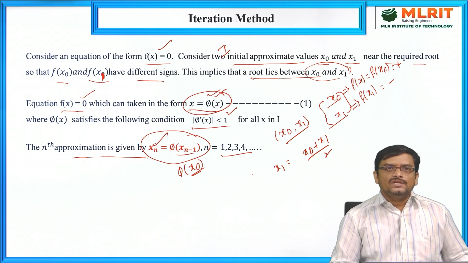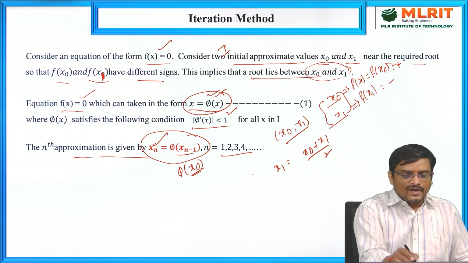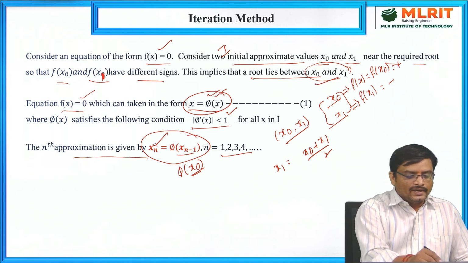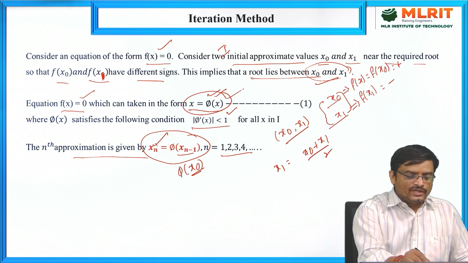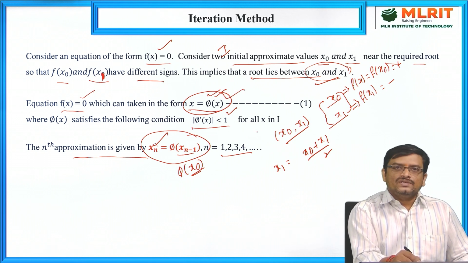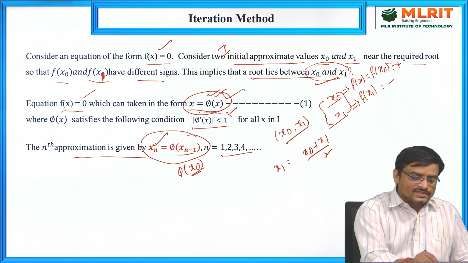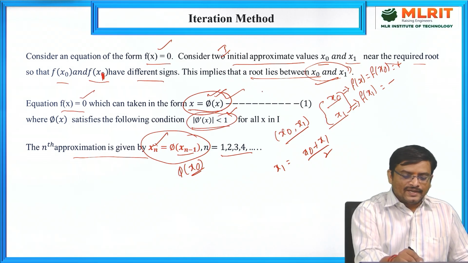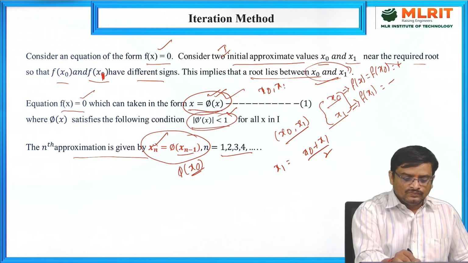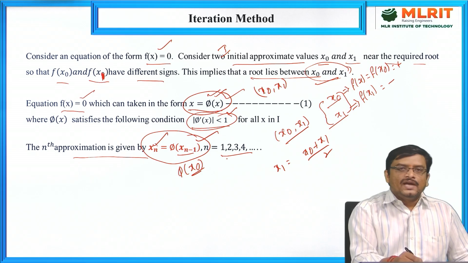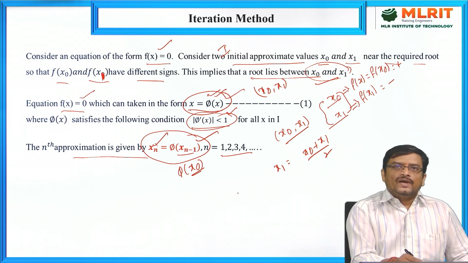This is the procedure. The important thing is finding the two real numbers and converting f(x) = 0 into the form x = φ(x). That φ(x) must satisfy this condition in that interval (x0, x1). After that, you take this standard formula to find the approximations by using the iteration method.